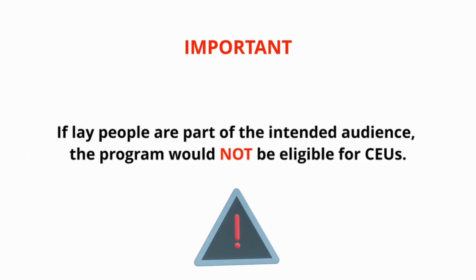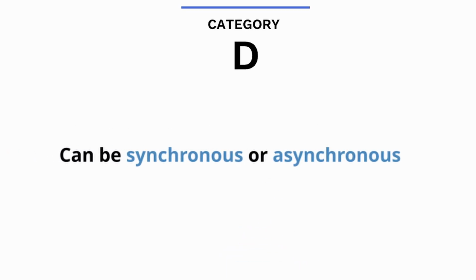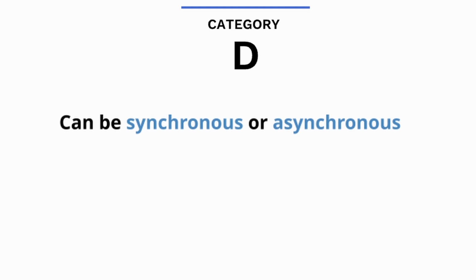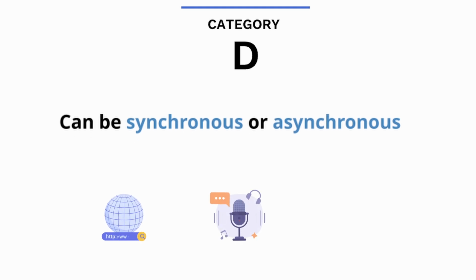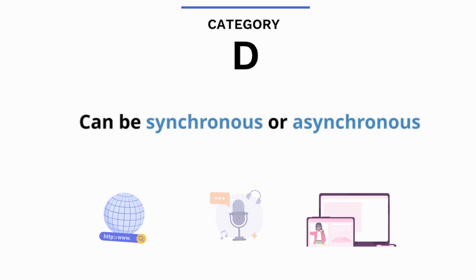If lay people are part of the intended audience, such as parents or coaches, the program would not be eligible for CEUs. Category D learning events can be synchronous or asynchronous and delivered in a variety of methods, such as the internet, podcasts, multimedia, and more.